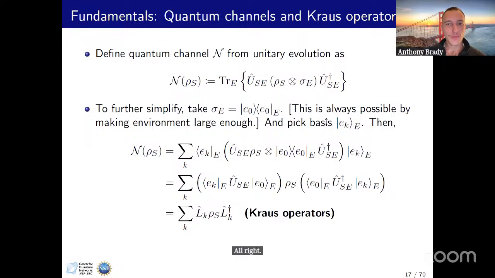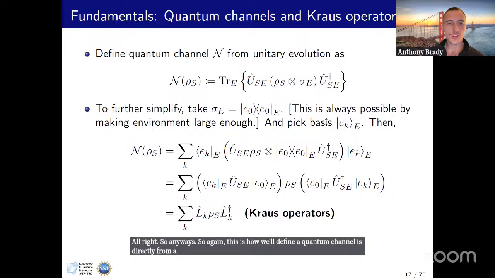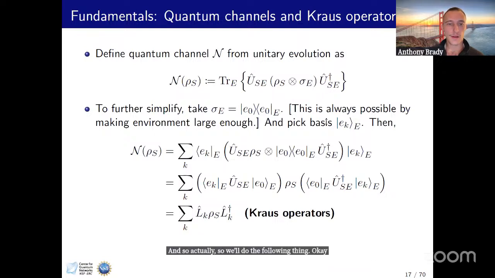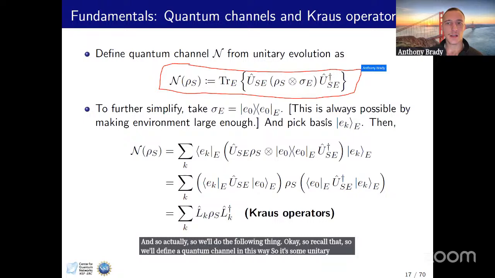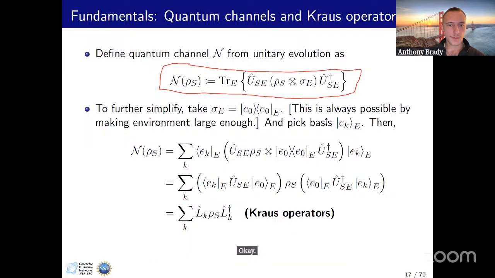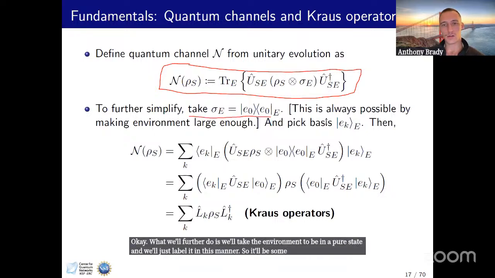All right, so again, this is how we'll define a quantum channel, directly from a unitary evolution. And there's another nice way to write a quantum channel, which is extremely useful when you start playing with things by hand in theory, and that's in terms of the Kraus decomposition. So recall that we'll define a quantum channel in this way: some unitary acting on some joint state, and then we trace over the environment because we don't have access to it. What we'll further do is take the environment to be in a pure state, and we'll just label it in this manner. So it'll be some pure state E naught. This is just some random labeling.